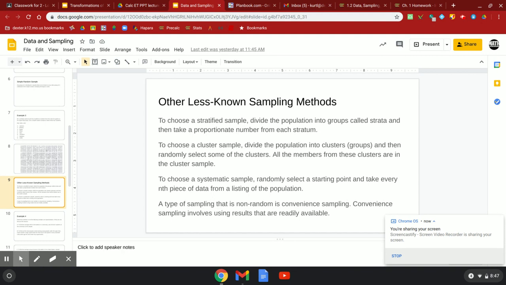Here's a list of other lesser known sampling methods, but sampling methods that we're going to need to know for this first unit going forward. So if you would, just go ahead and pause the video and you can get all these written down in your notes as far as what each different type of sampling method is.